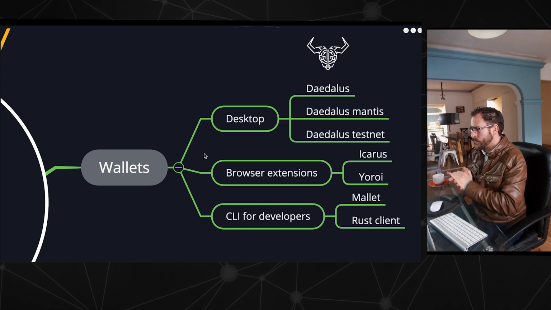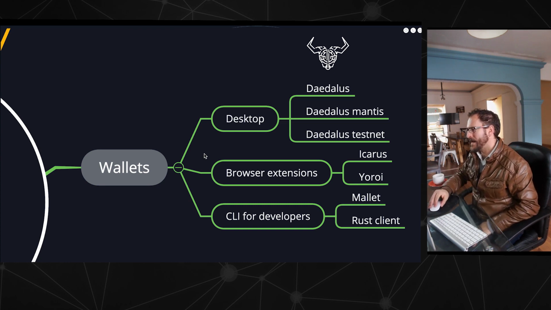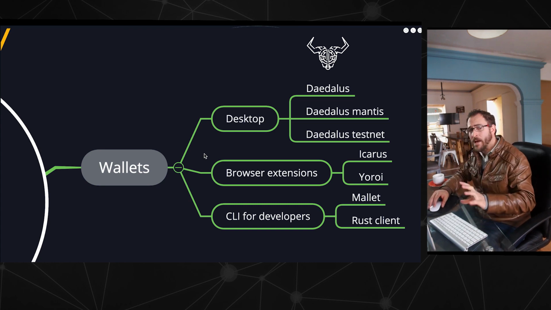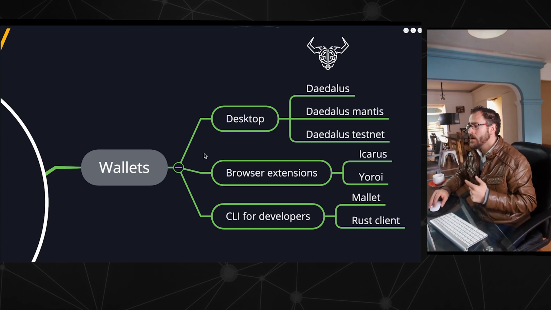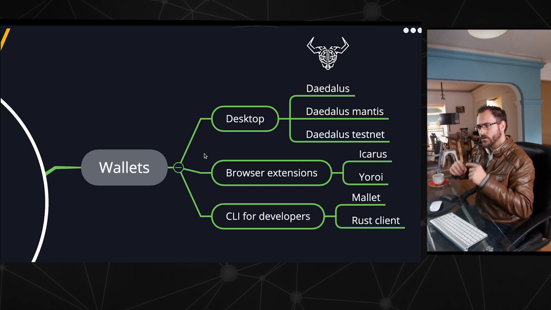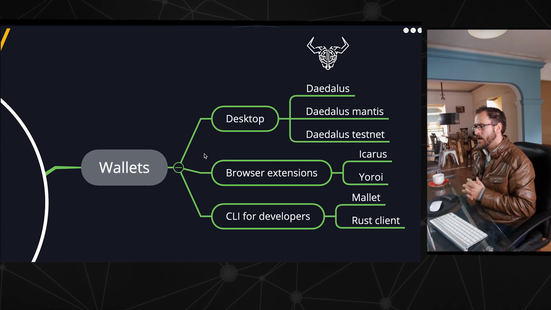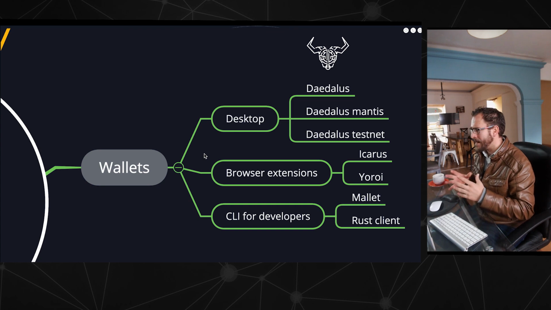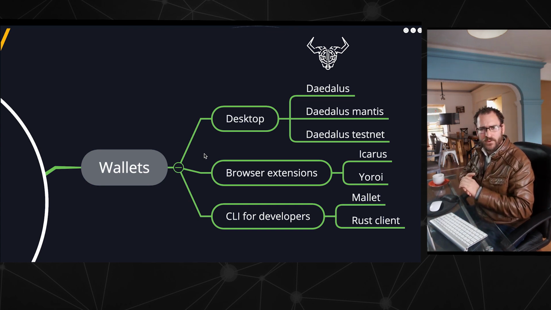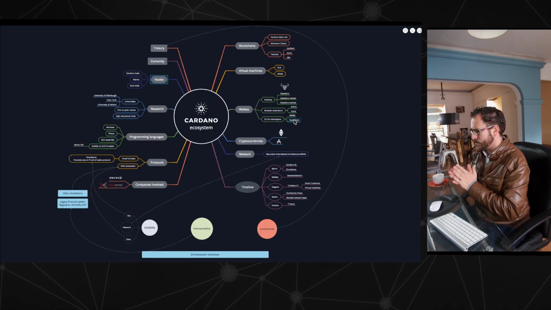And we have the command line tools for developers. We have Mallet and the ROS clients. If you are developing a decentralized application, you are perhaps very interested in these projects, because Mallet and ROS clients are going to be allowing you to interact with the blockchain, but it's like the piece that is required in the middle. So you really should be taking a look into it. Perhaps I'm going to be making some videos about Mallet and ROS client. So keep tuned for those updates.